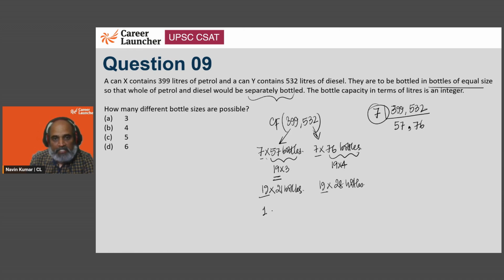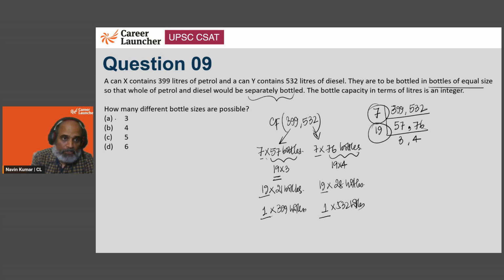We can also write this as 1 liter capacity and 399 bottles, and 1 liter capacity and 532 bottles. So if we had divided this further, this would have given us 19 into 3 is 57, 19 into 4 is 76. So 7, 19, and of course divisible by 1. So there are going to be 3 different bottle sizes that we can have.